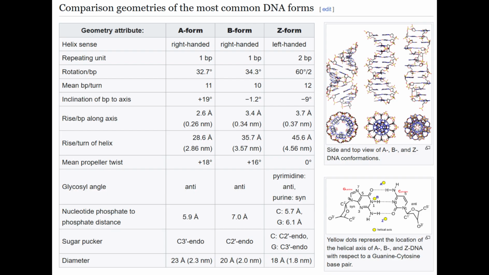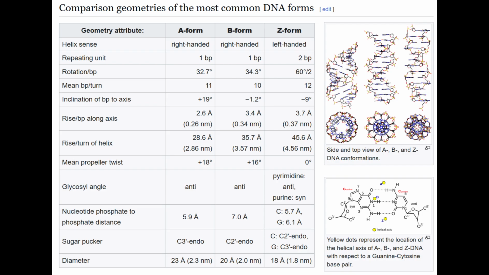Geometry attribute: A form, B form, Z form. Helix sense: right-handed, right-handed, left-handed. Repeating unit: 1 BP, 1 BP, 2 BP. Rotation per BP: 33.6°, 35.9°, 60°/2. Mean BP per turn: 11, 10, 12. Inclination of BP to axis: 19°, 1°, 9°. Rise per BP along axis: 0.26 nanometers, 0.34 nanometers, 0.37 nanometers. Rise per turn of helix: 2.86 nanometers, 3.57 nanometers, 4.56 nanometers.